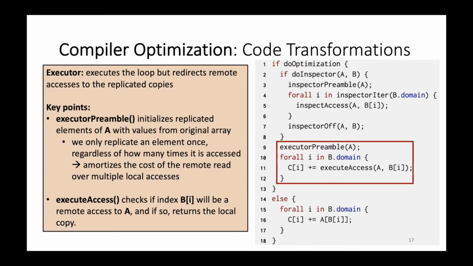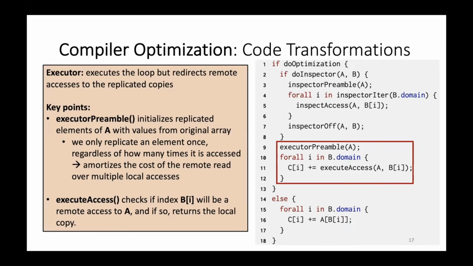Because we replicate data, we need to make sure that what we have stored locally is in sync with what the original array has. The last time we ran this code, the values in A could have been changed. So we need to make sure we have the most up-to-date values. So this preamble really is just a loop that does some remote reads to A.